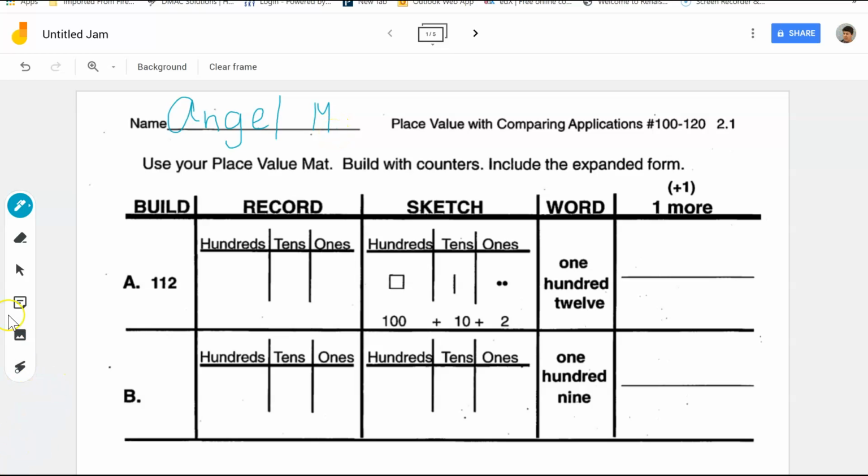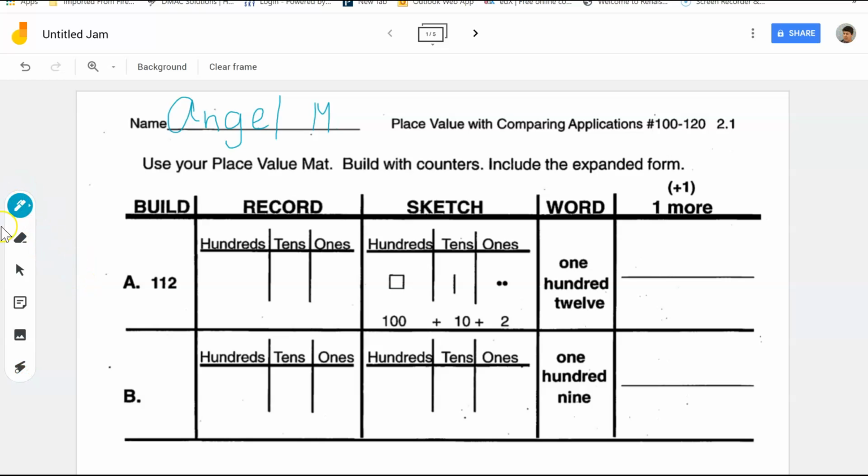Okay, so now it says I'm gonna select the laser here and I'm gonna use place value math to build with counters and then include expanded form. Okay, so here we're gonna build the number 112. That's the number we're gonna build.